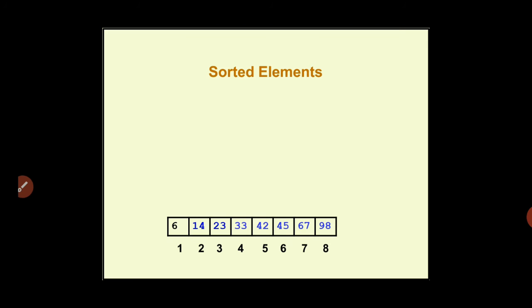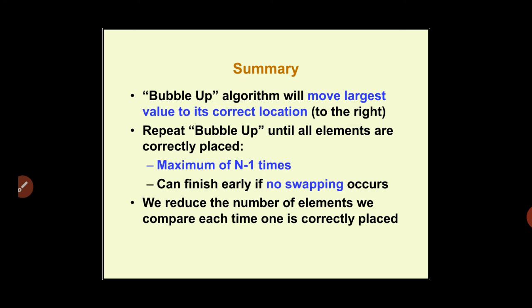That means the final sorted elements are here: 6, 14, 23, 33, 42, 45, 67 and 98. That means this is the sorted array. So, the summary of bubble sort: the algorithm will move the largest value to its correct location, the right side location, and repeat this bubble sort until all elements are in the correct sorted order.